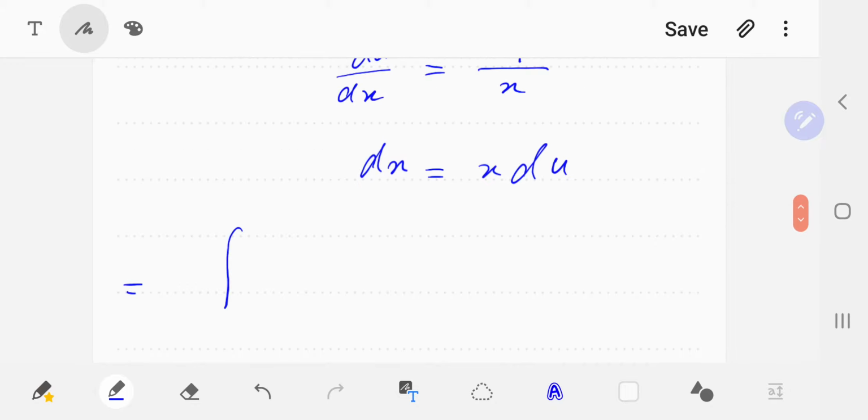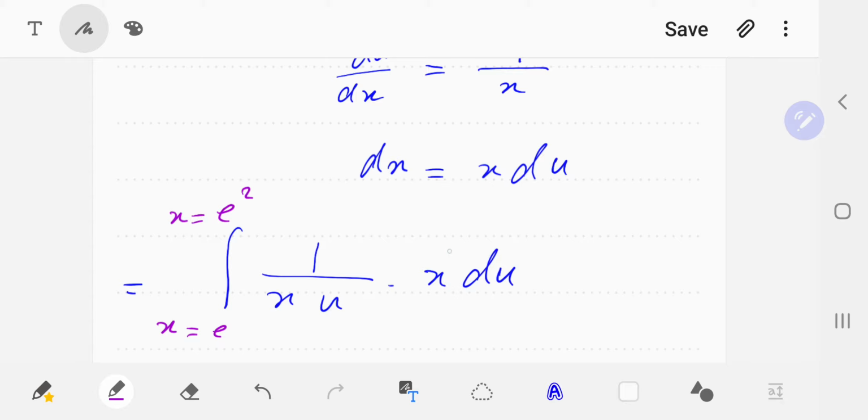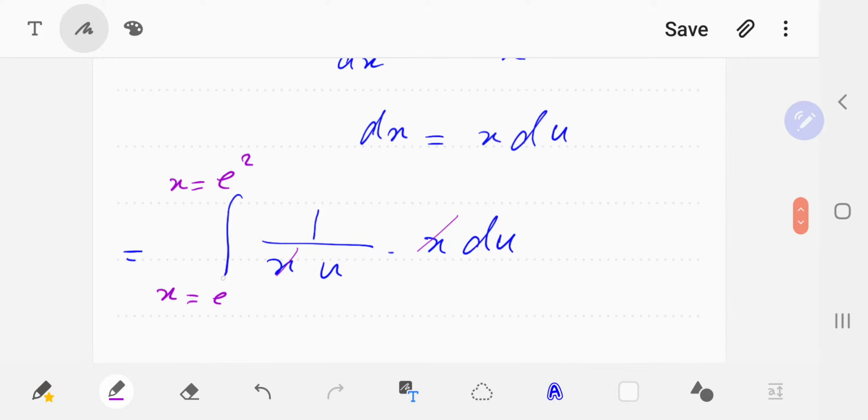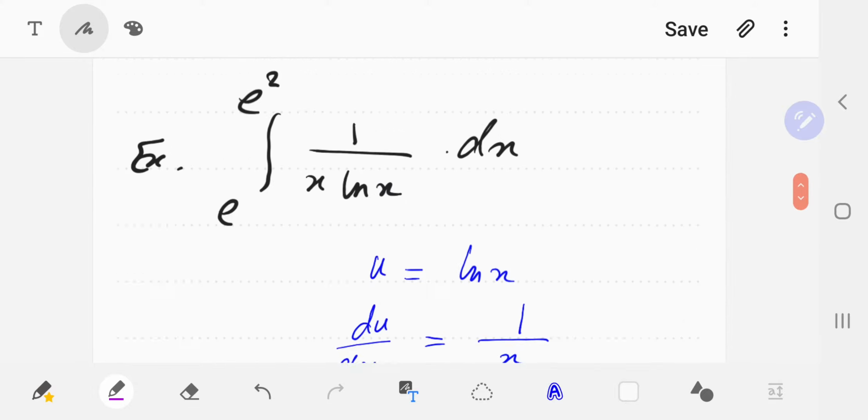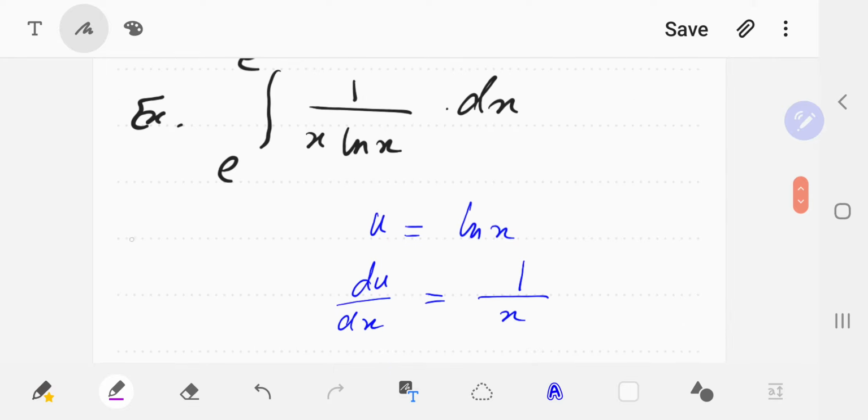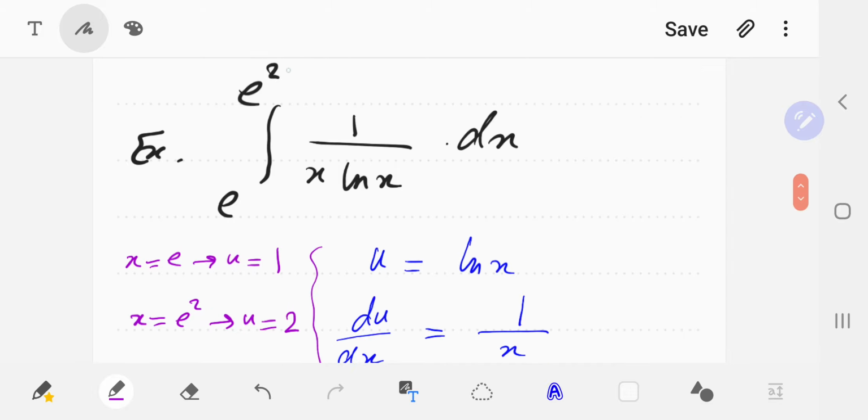Now your integration will be 1 over x times u, x du, when x equals e to x equals e squared. These can be simplified. So now you have u and values of x, and again you have the choice. For me, I prefer to convert these. So when x equals e, u will be equal to ln e. ln e is 1. When x equals e squared, u will be equal to ln e squared, which is 2. So I'm going to use 1 and 2 instead of e and e squared.